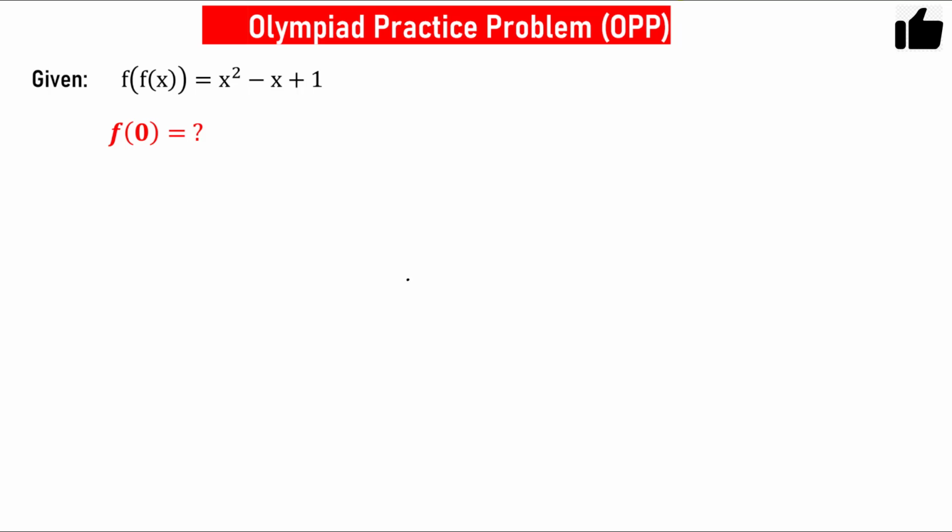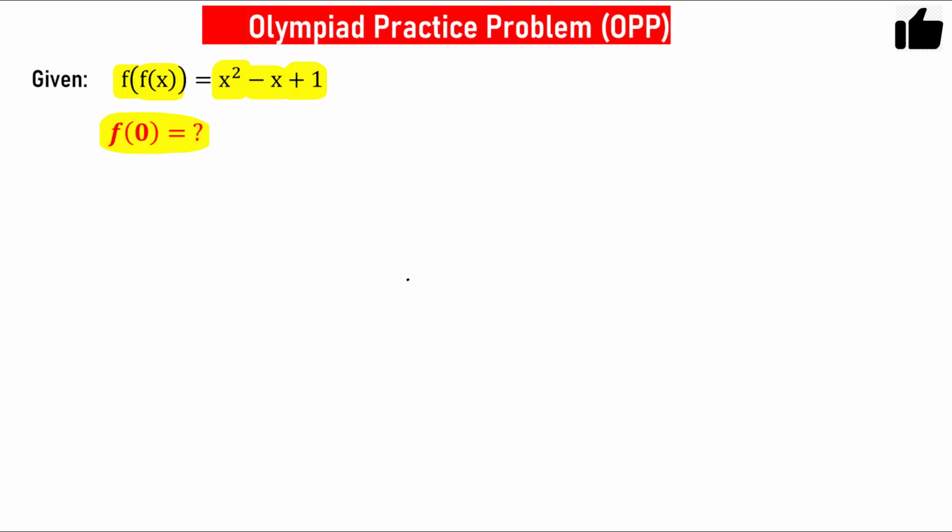Hello friends, in this problem you have to solve for f(0), and you have been given a condition: f(f(x)) = x² − x + 1. Then what is the value of f(0)? How will you solve this problem?